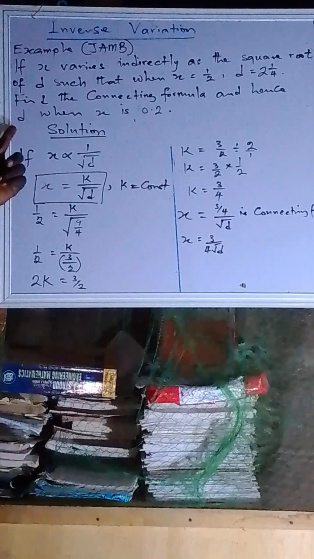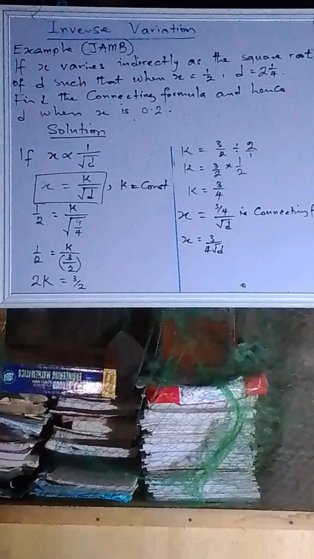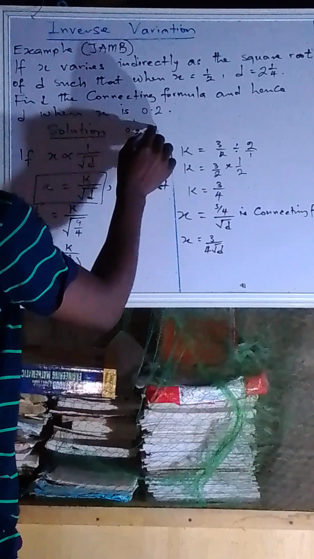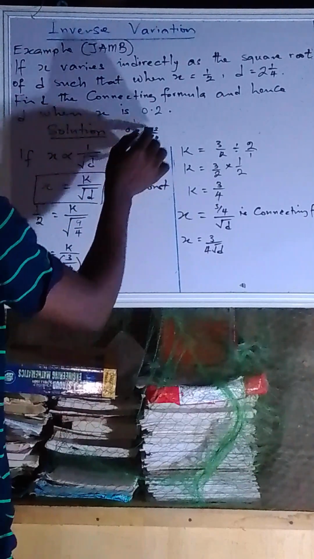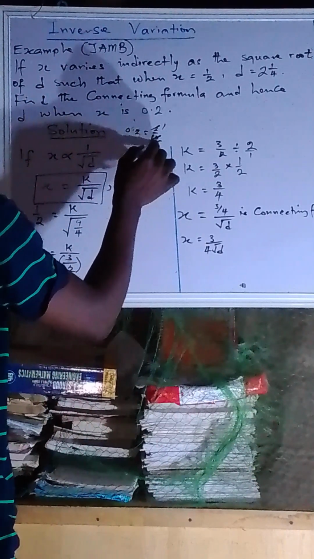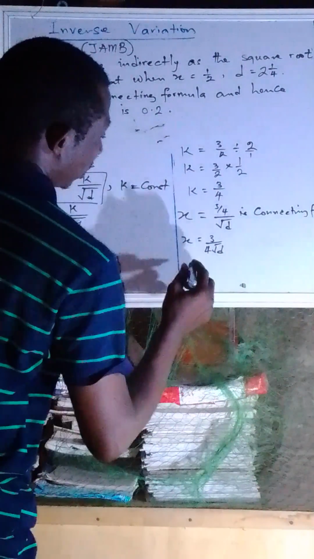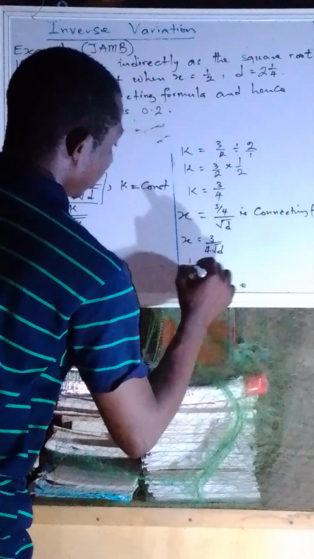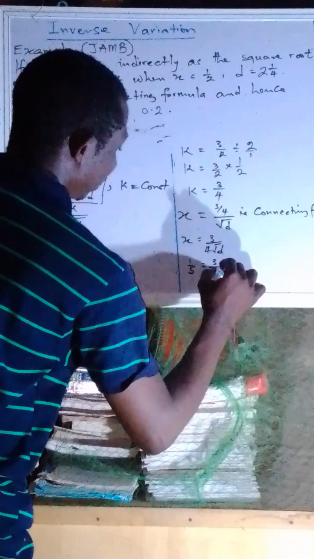Now the question goes further: you should find d when x is 0.2. 0.2 is the same thing as 1 over 5. Look at it: 0.2 gives you 2 over 10, when you move the point once. So 2 goes into 2 once, and 2 goes into 10 five times. So 0.2 is the same thing as 1 over 5. Now I will substitute. x is 1 over 5 equals 3 over 4 square root of d.